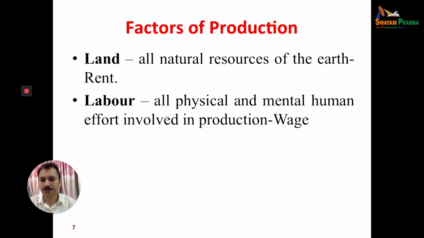Second, labor. All physical or mental human effort involved in production is called labor. And for the use of labor, we pay wages. The payment made to labor is called wage.